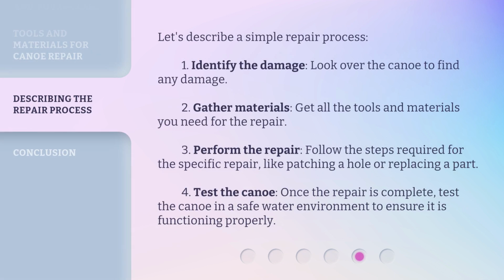Let's describe a simple repair process. 1. Identify the damage. Look over the canoe to find any damage. 2. Gather materials. Get all the tools and materials you need for the repair. 3. Perform the repair. Follow the steps required for the specific repair, like patching a hole or replacing a part. 4. Test the canoe. Once the repair is complete, test the canoe in a safe water environment to ensure it is functioning properly.